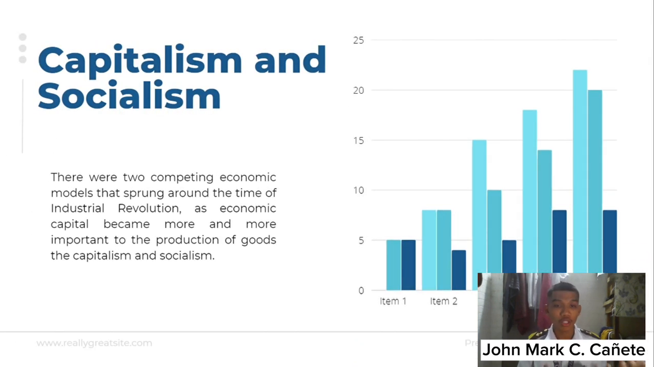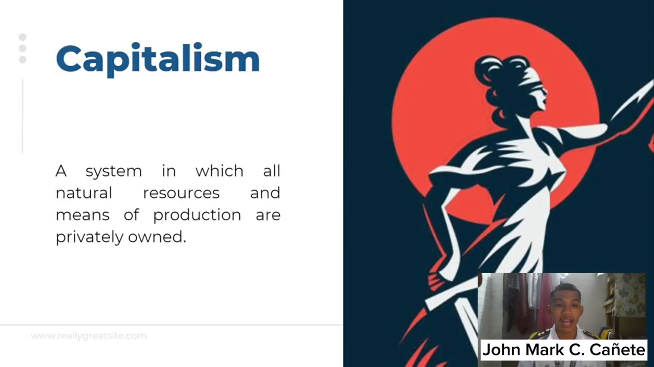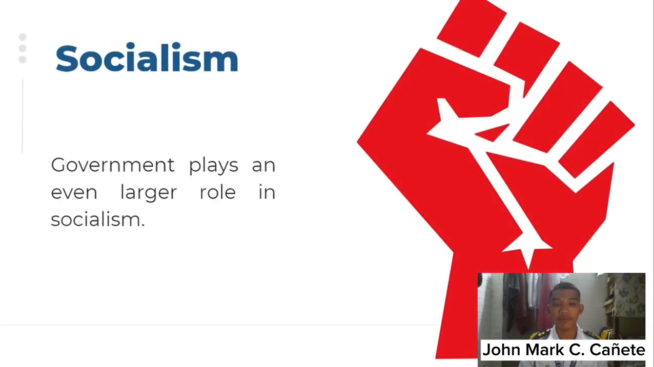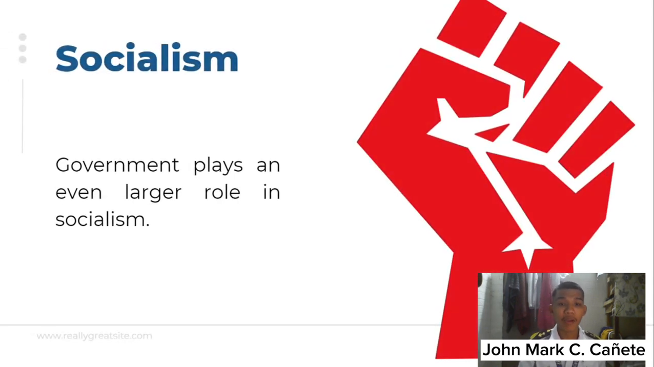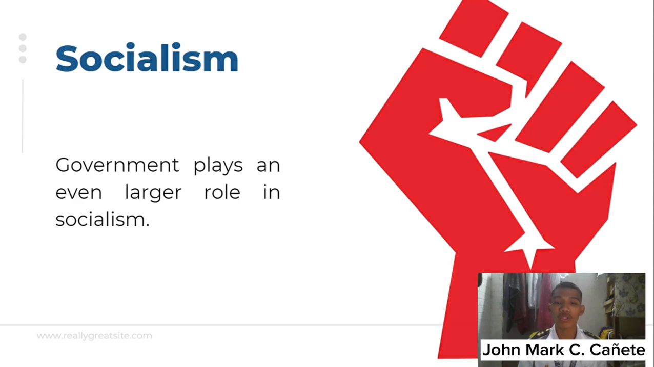Capitalism and socialism. There were two competing economic models that sprang up around the time of the Industrial Revolution, as economic capital became more and more important to production of goods. Capitalism is a system in which all natural resources and means of production are privately owned. It emphasizes profit maximization and competition as the main drivers of efficiency. In socialism, the government plays an even larger role, and the means of production are under collective ownership. Property is owned by the government and allocated to all citizens, not only those with the money to afford it.